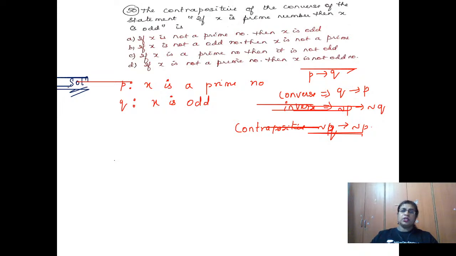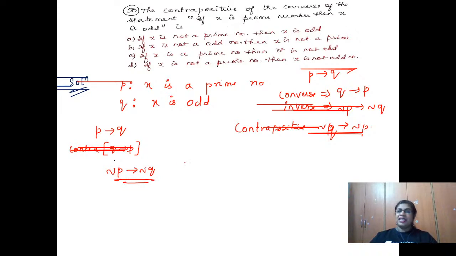Now understand the question: the contrapositive of the converse. The given statement is P implies Q. The contrapositive, keep it as it is, is of the converse. So what is the converse? The converse is Q implies P. Now, for this Q implies P, take the contrapositive. So it is nothing but negation P implies negation Q. So this is your answer.